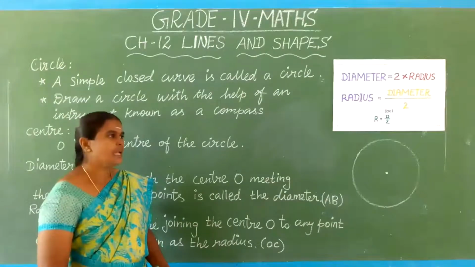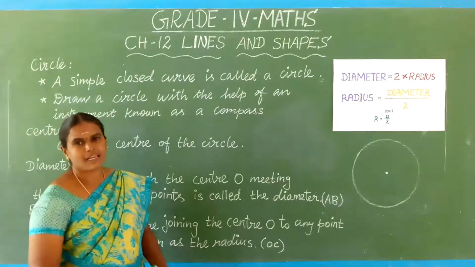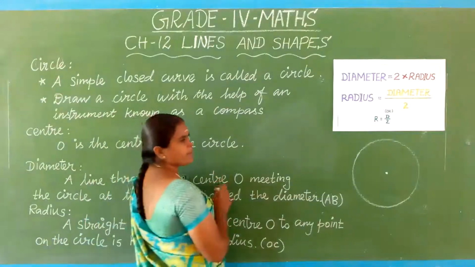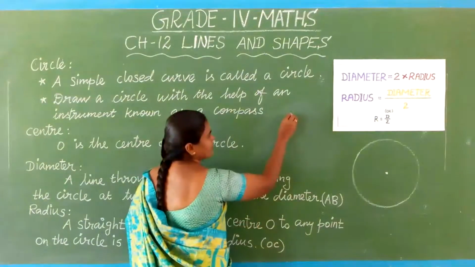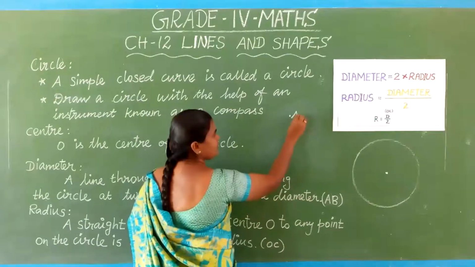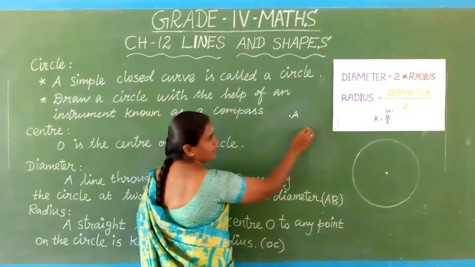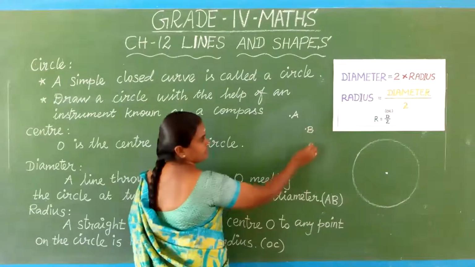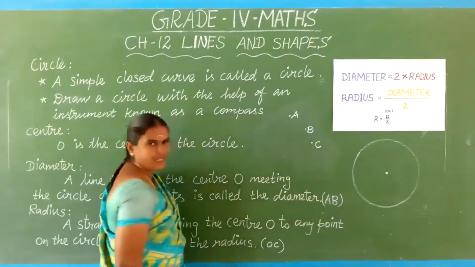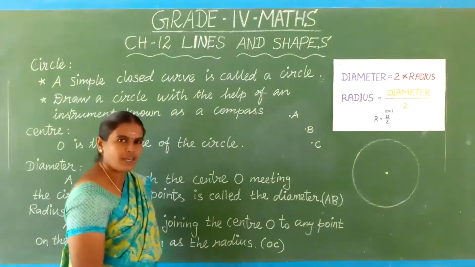In the previous class we learned point and line segment. What is the meaning of point? A point means a single dot. This is called point A. I put the name A. Point A, point B, point C. That way.